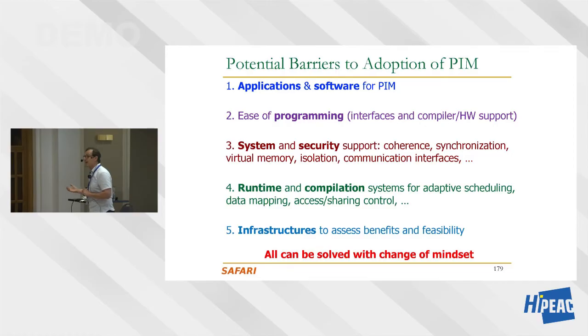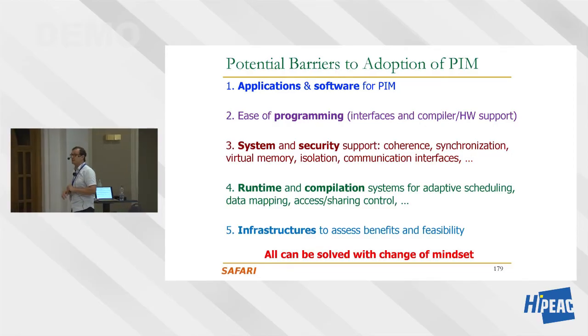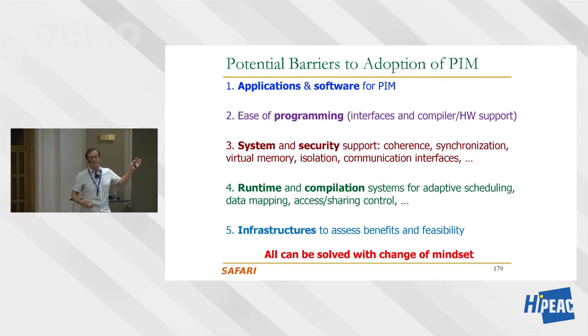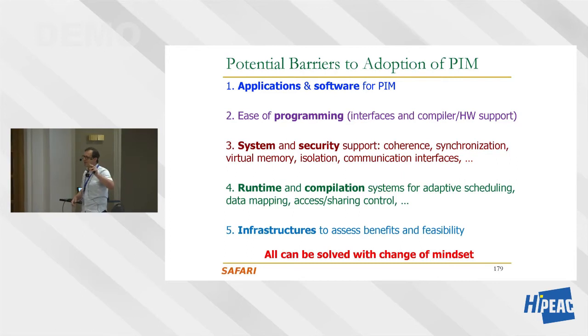How to ease programming. We talked about that yesterday, right? What kind of interface do you have? What kind of compiler support do you provide for programming? That's important. System and security support. We did not talk much about that, although we did mention mapping, etc. But there's more here. Coherence, synchronization, virtual memory, isolation, communication interface.